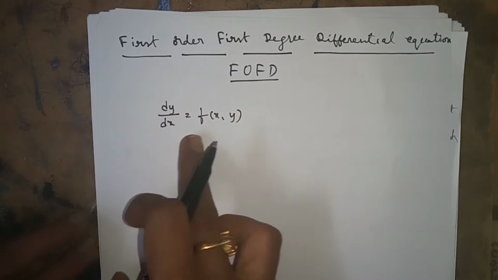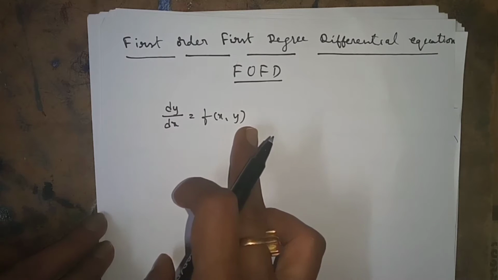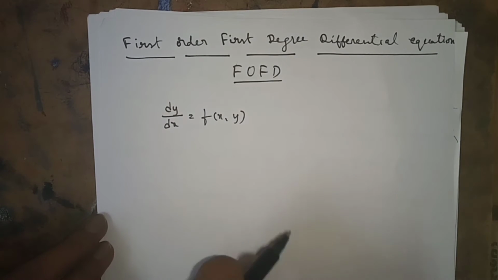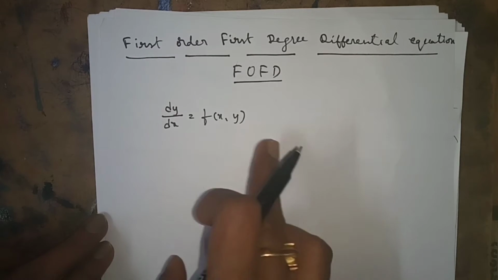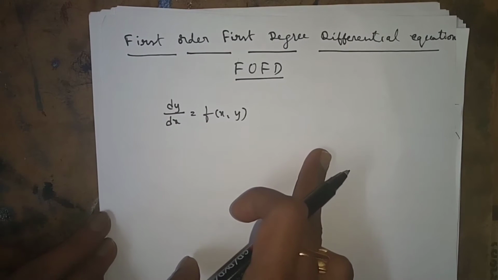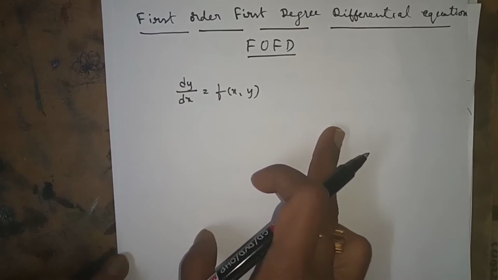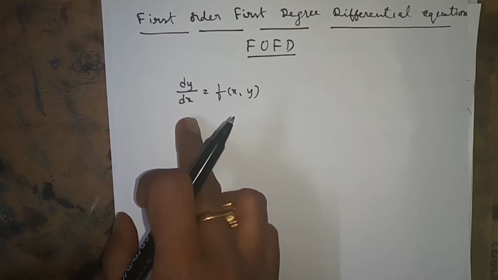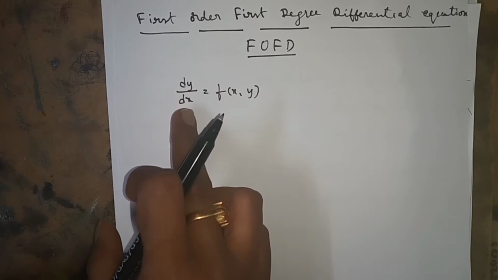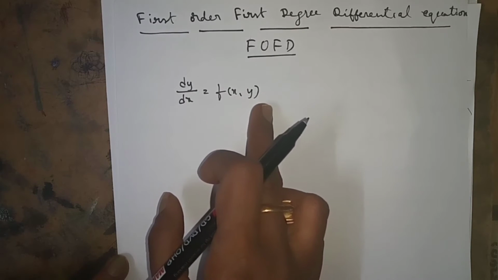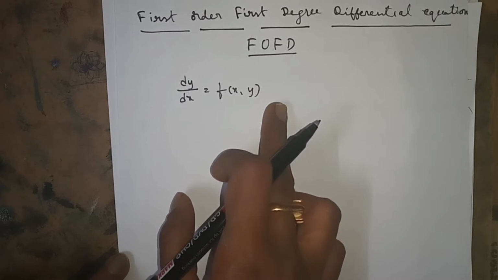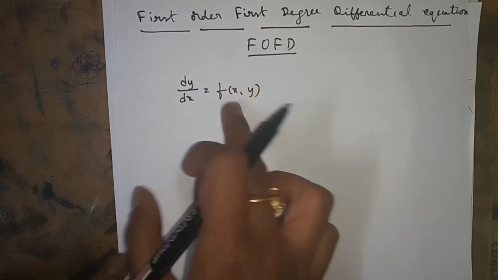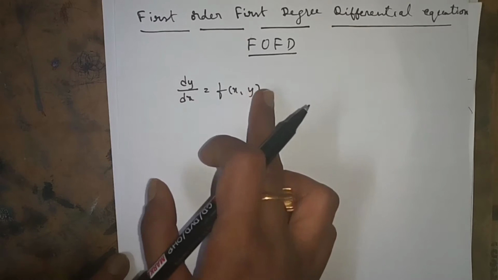What is a first order first degree differential equation? How many methods are there, how to identify these methods, and how to solve them, one by one we will see. Now dy by dx is equal to, the order is 1, the degree is also 1. dy by dx equal to f of x, y is called a first order first degree differential equation. f of x, y is a function of x and y.